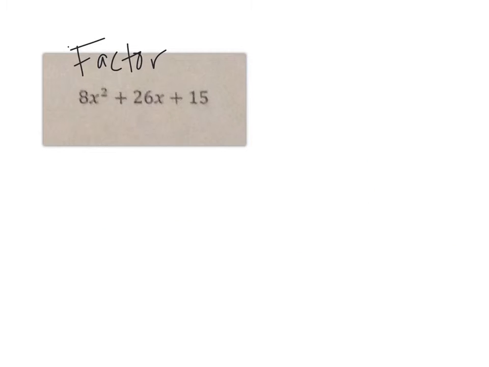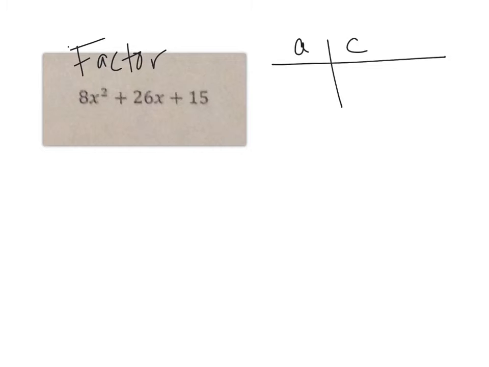Okay, so similar to the last one, I'm first going to check to see if this is a perfect square, and it is not. And this one is not a perfect square either. Now I'm going to check to see if there's a common factor. Is there anything going into 8, 26, and 15? That would be no. All right, so then we're going to set it up with the a and c.